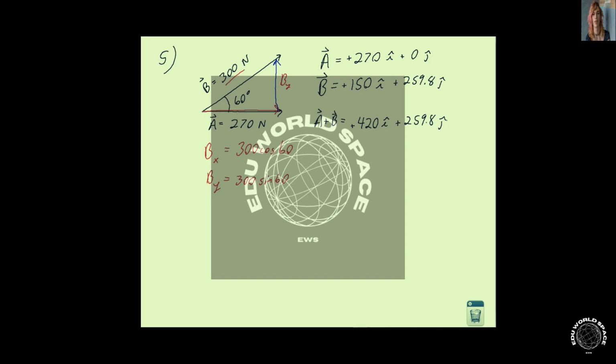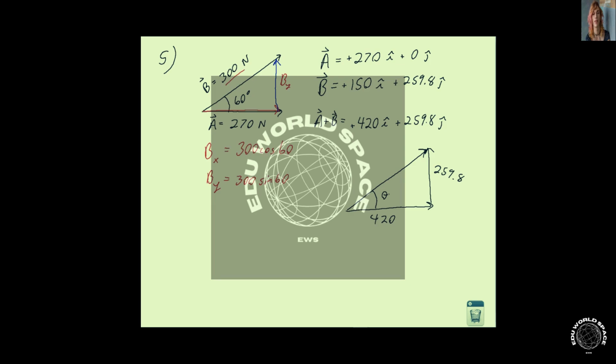Now let's go ahead and add those together. So we are going 420 units in the positive I direction, and we are going 259.8 units in the J direction, or the Y direction. So here's the resultant. That's Pythagorean theorem to get the magnitude. And here's the direction in reference to dog A's pull, which is what they want.